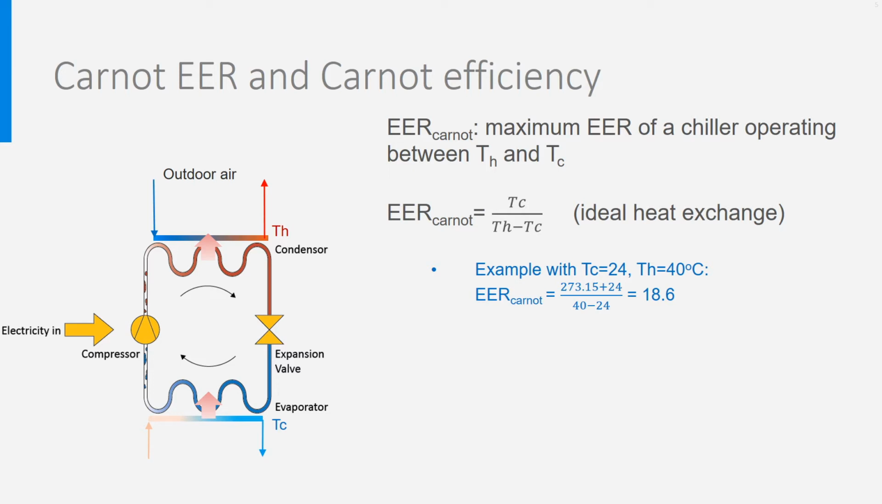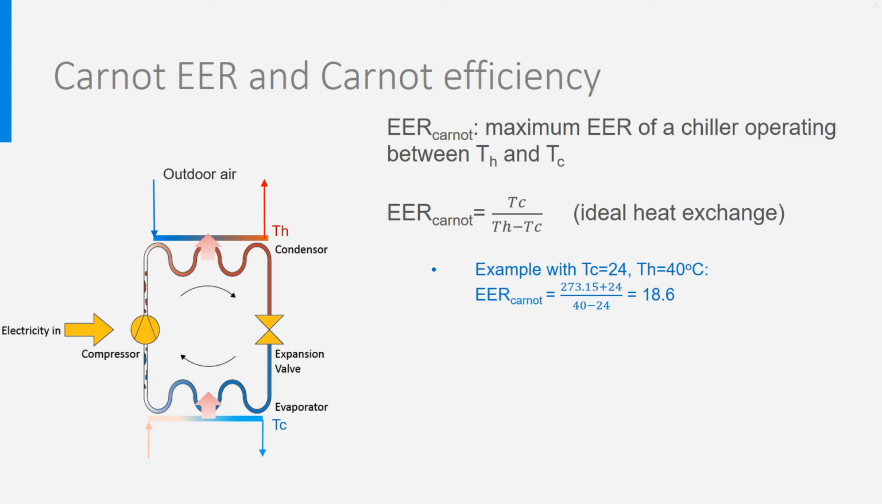This time, the Carnot EER, which is the maximum EER the chiller can achieve, is determined by the ratio of the cold heat source temperature Tc to the difference between Th and Tc. Let's take the example of a chiller cooling a room to a temperature of 24 degrees Celsius. This is the heat source of the chiller and therefore the temperature of the heat input Tc.